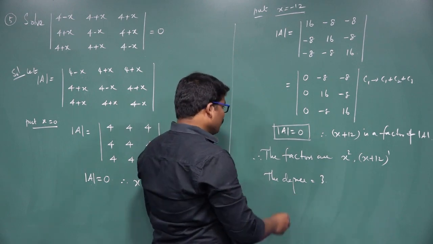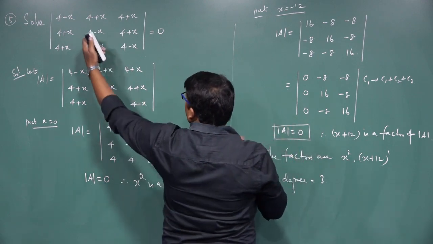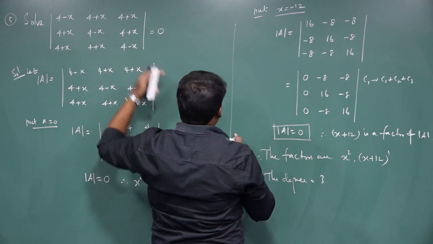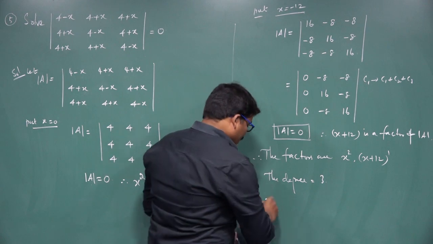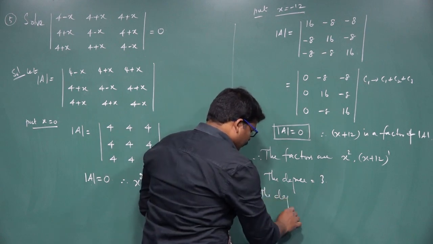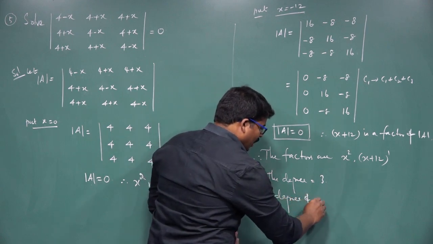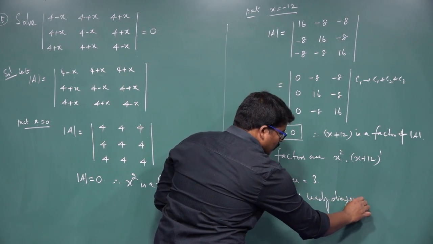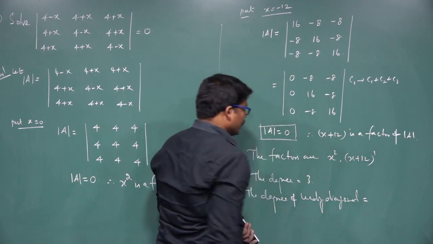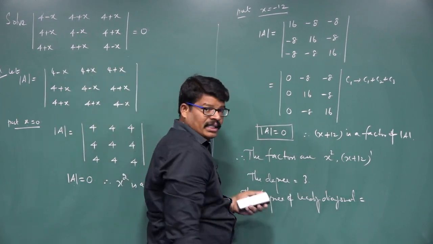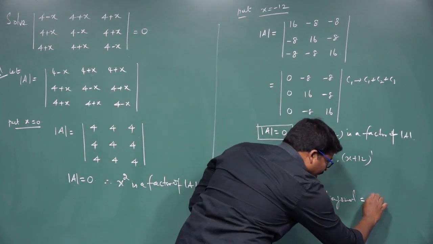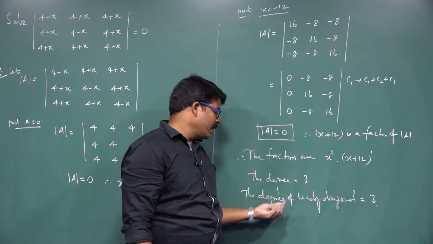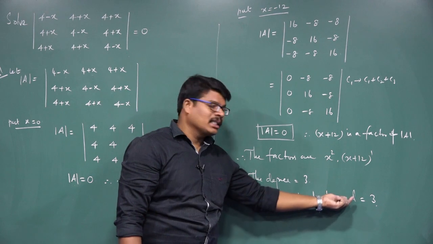The next one, the degree of the product of the leading diagonal. The leading diagonal is x into x into x, which is x cube, so the degree is 3. The degree of the product of the factors is 3, and the degree of the leading diagonal element is 3.